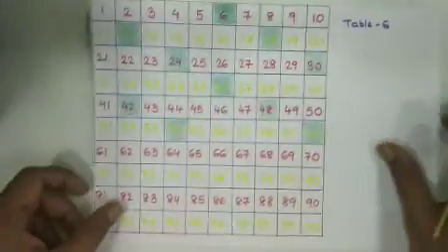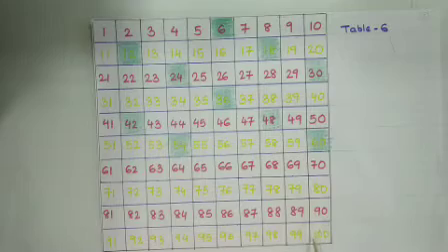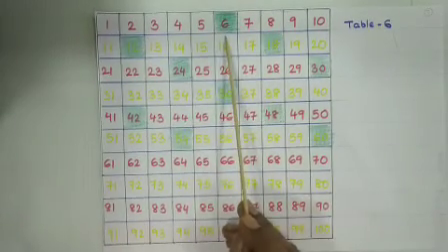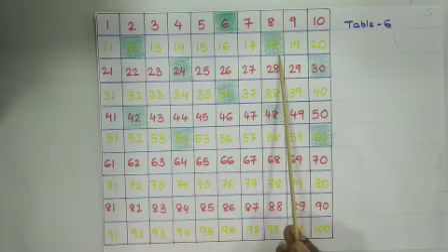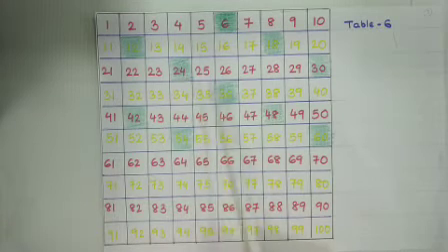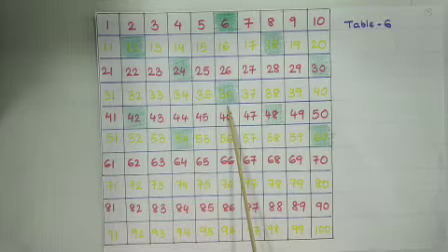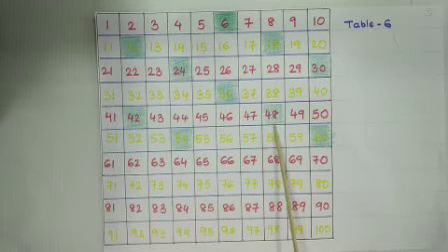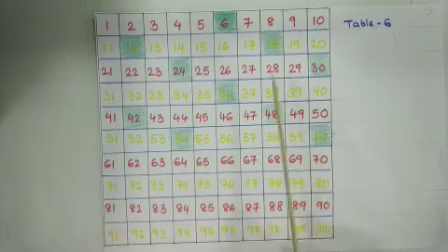One more table I had done, that is 6 table. Same manner, numbers 1 to 100, you have to write the numbers first. Okay, table 6, 6 ones are 6, 6 twos are 12, 6 threes are 18, 6 fours are 24, 6 fives are 30, 6 sixes are 36, 6 sevens are 42, 6 eights are 48, 6 nines are 54, 6 tens are 60. See the patterns.